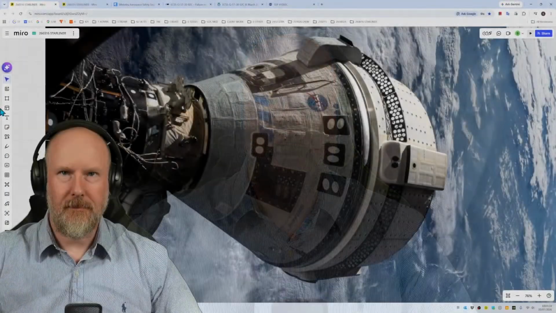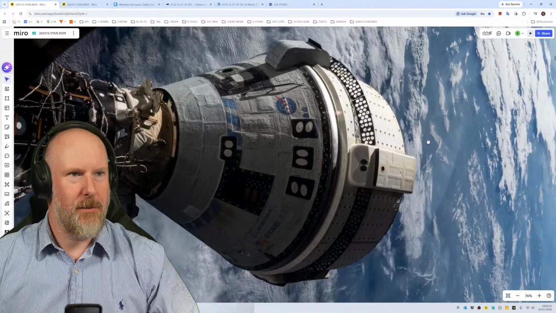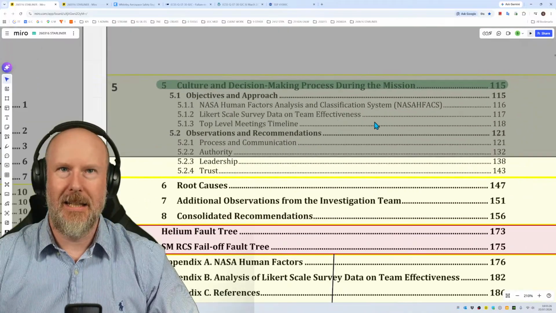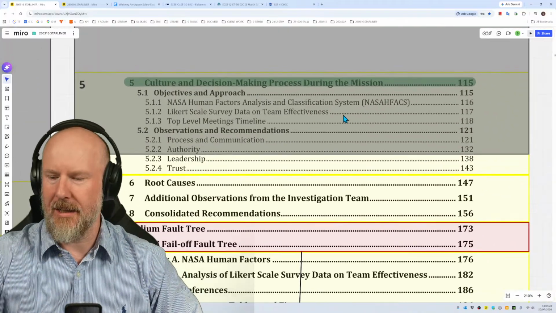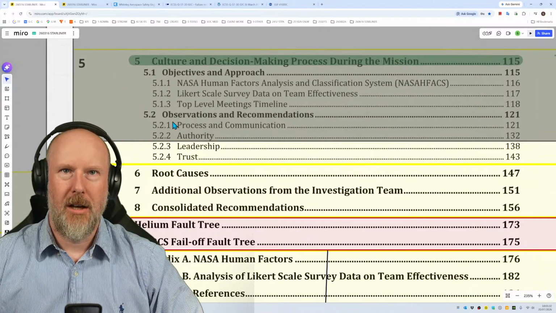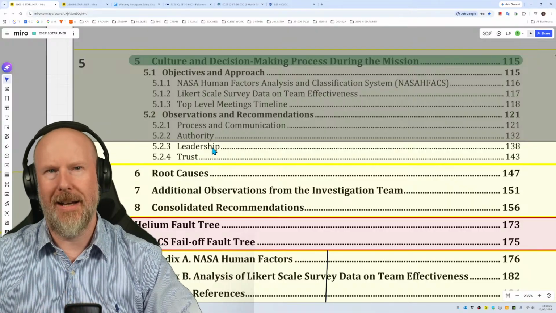Okay, so we're going to continue going through the Boeing Starliner case study. So there's the picture of it. And essentially where we got up to last time in the report is we were working steadily through the section 5.2 observations and recommendations with a focus on leadership. So we're almost through that section.